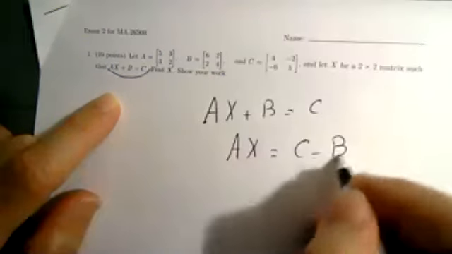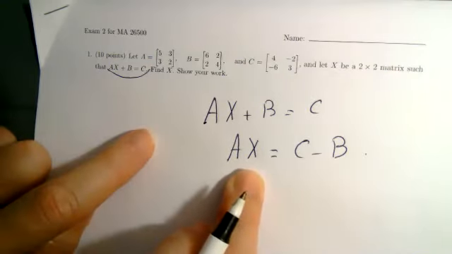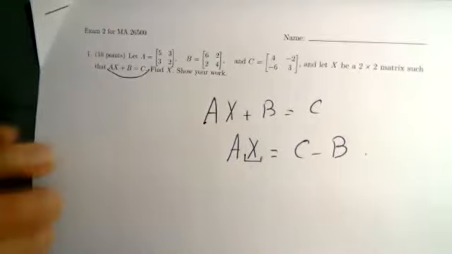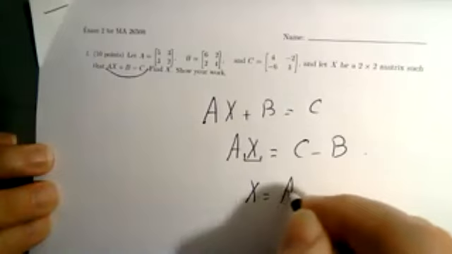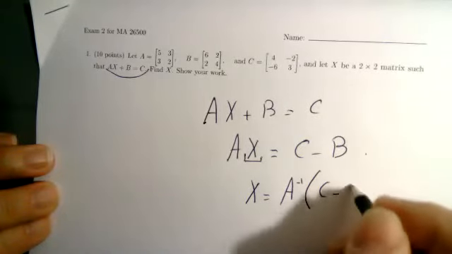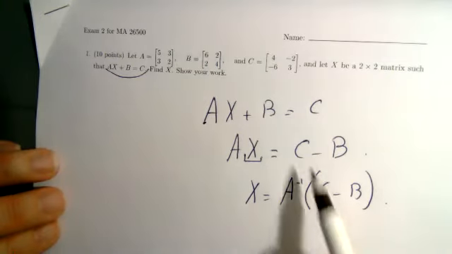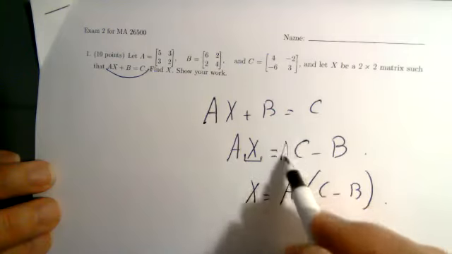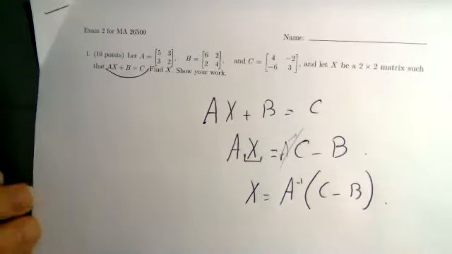We're going to subtract B from both sides. And now I need to isolate my X. So I have to left multiply by A inverse, left, and this is parenthesis C minus B. The mistake usually made in class is that the student will multiply C by A inverse first to get rid of B, which doesn't work. The rest is easy.